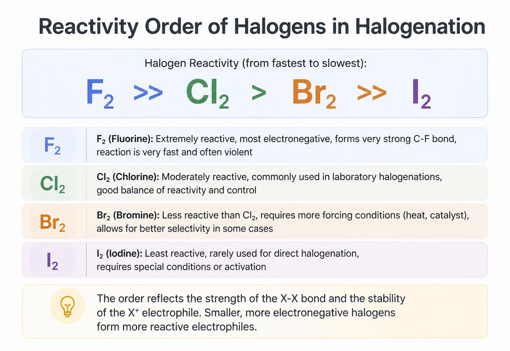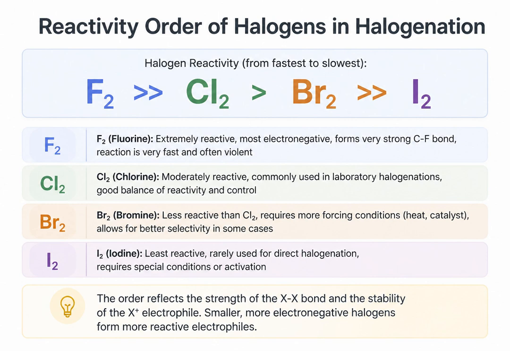The reactivity of different halogens in aromatic halogenation follows a clear trend. Fluorine is by far the most reactive, followed by chlorine, then bromine, and finally iodine. Fluorine's extreme reactivity comes from its small size and high electronegativity, which makes the F-F bond weak and the F+ electrophile very reactive. Chlorine is the workhorse of aromatic halogenation in the lab. It's reactive enough to work well, but not so reactive that it's dangerous or hard to control. Bromine is less reactive and often requires heating or more catalyst, but this can actually be an advantage when you want selectivity. Iodine is so unreactive that it's rarely used for direct halogenation.